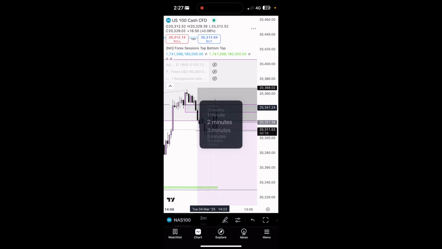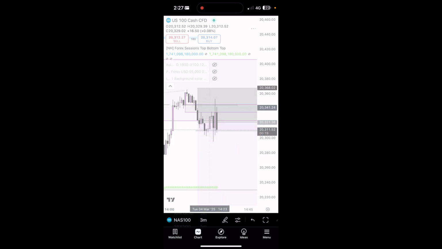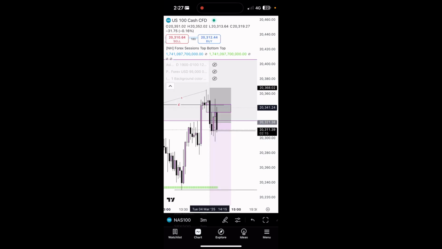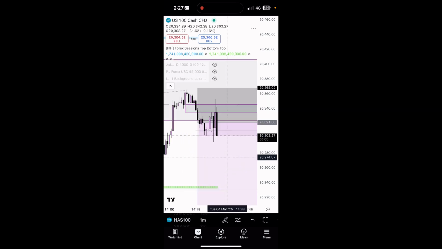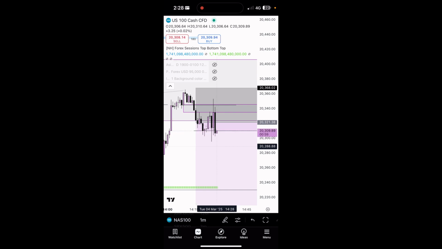So yeah, as long as we close below here, I think we're about to, oh no, actually this is a new 3-minute, but yeah, as long as I get some sort of close below these levels, yeah, I'll probably even enter now actually. So I'm going to enter an additional trade now.